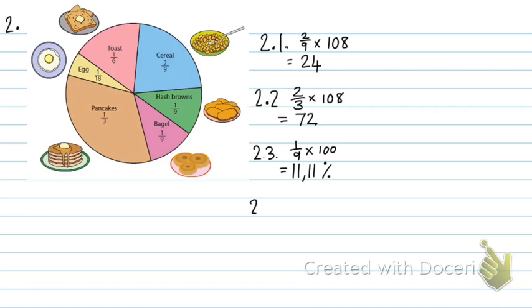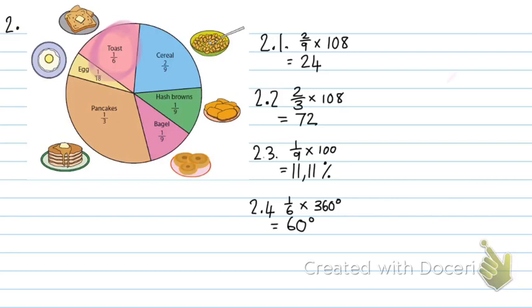That's the percentage. Then for number 2.4, how many degrees in this circle diagram is used for the toast segment? Toast is 1/6. 1/6 of the total degrees. The total degrees around the circle is 360. So it's 1/6 times 360 degrees. That gives me 60 degrees. That's it for question 2.